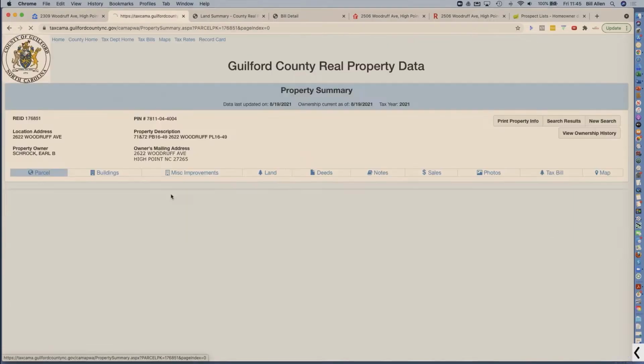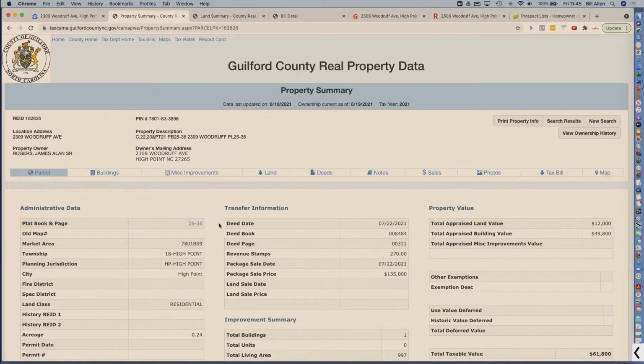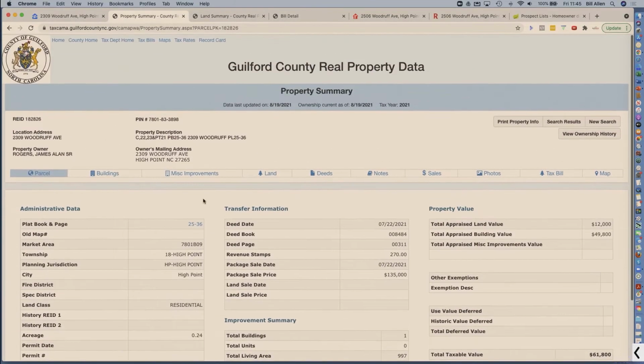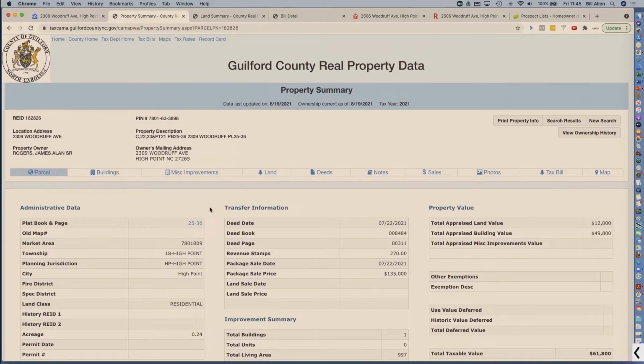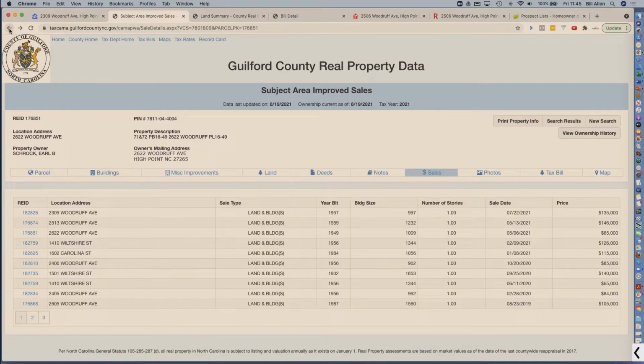Oh, sorry, we were looking for 2513. Let me look at the sales. I bet I can just click into here. Here's 2513 sold for, or 2309 is the one we're looking at. 2309, James Rogers. Deeds, it's person to person to person. So not a flipper either, it doesn't look like. That's wild that one sold for 65 and one sold for 135.